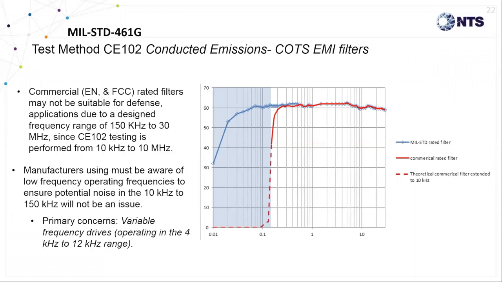So in regards to conducted emissions, the FCC 47 CFR Part 15 requirements for the United States and the CISPR requirements for Europe both start at 150 kilohertz, whereas MIL-STD-461G starts at 10 kilohertz. This means that the commercial low-pass power filter is designed to attenuate frequencies above 150K while allowing lower frequency energy to pass freely. Therefore, there's an ability for electrical noise produced by the EUT in the 10 kilohertz to 150 kilohertz range to cause compliance issues with the CE102 test limit.